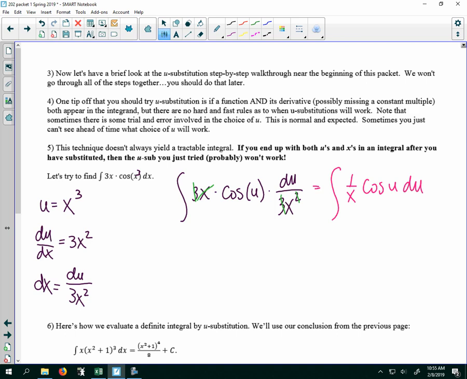So it didn't work because the derivative of x cubed did not show up in the integrand. Only 3x was there. If that had been a 3x squared, we would have been golden. When this happens, what you chose for u may just be a bad choice, but it may be that u substitution won't work.